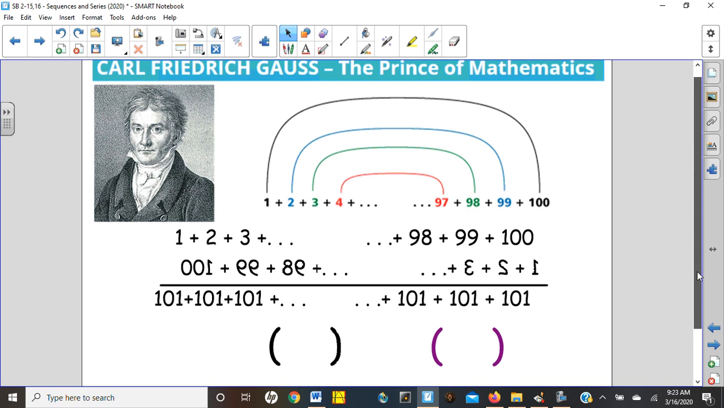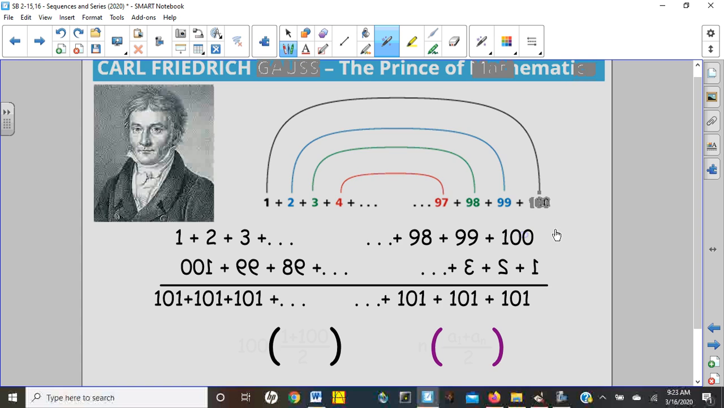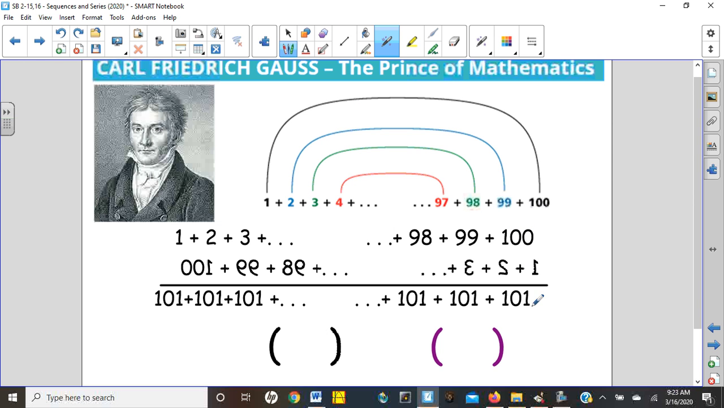And once you have the same number being added, you no longer have to use addition. You can now use multiplication. He said, I have a bunch of 101s. How many 101s do I have? Oh, I have 100 of those. Oh, but wait a second. I've added these together twice, so I probably need to make an adjustment on that.